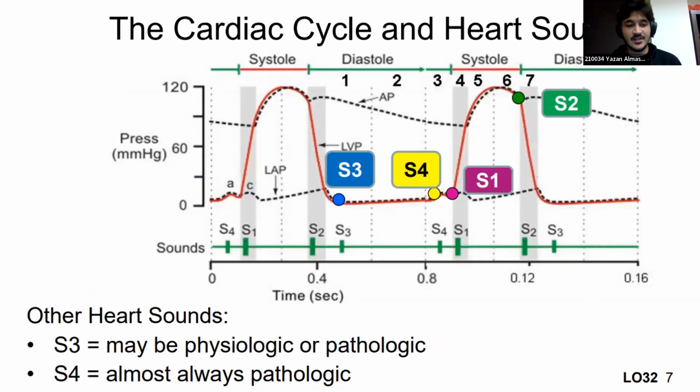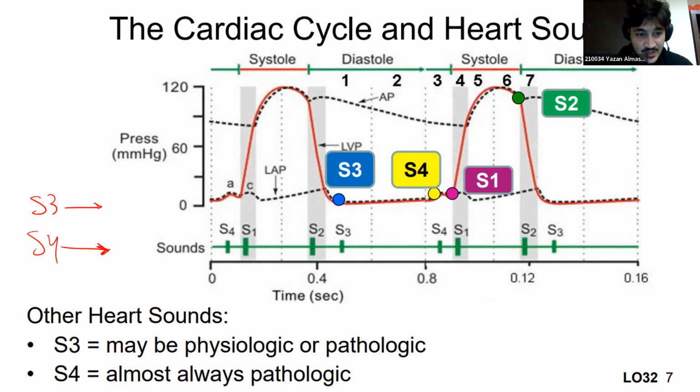Then we have two other heart sounds. Now, listen to the sentence. This sentence is very important. S3 is sometimes pathologic, okay? S4 is always pathologic. Whenever you hear someone has S4, there is a problem. He has a disease. If he has S3, it could be normal, it could be abnormal. Now let's discuss what's S3 and what's S4.